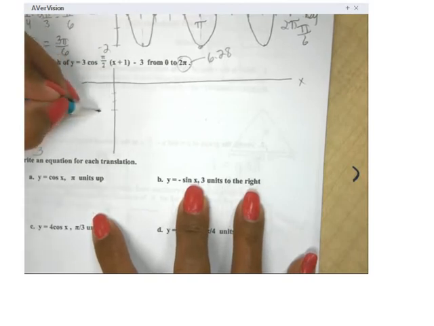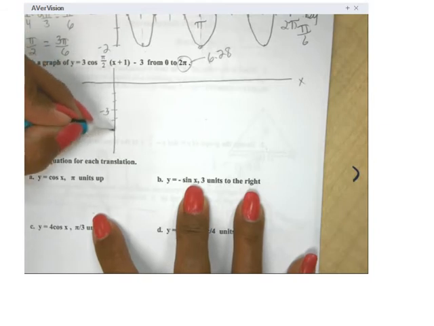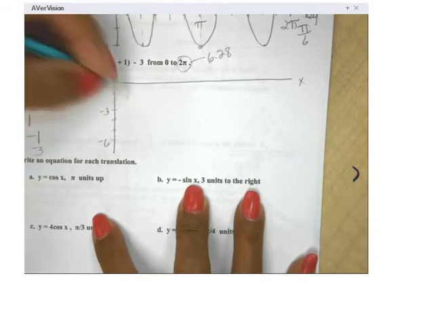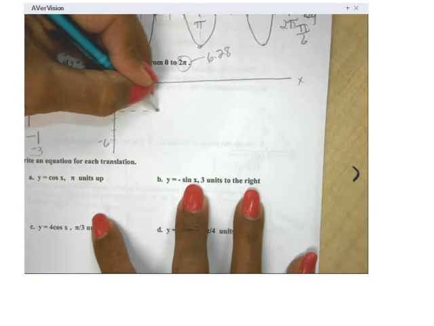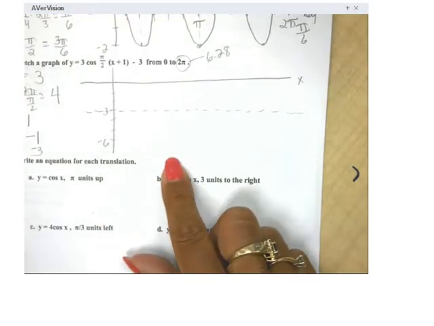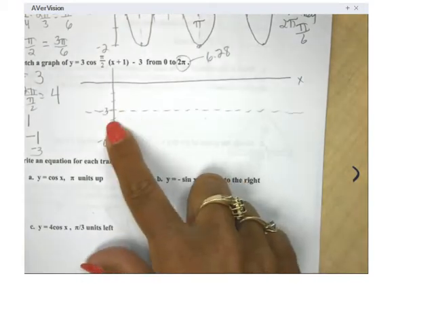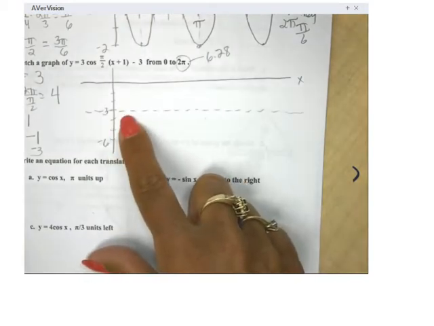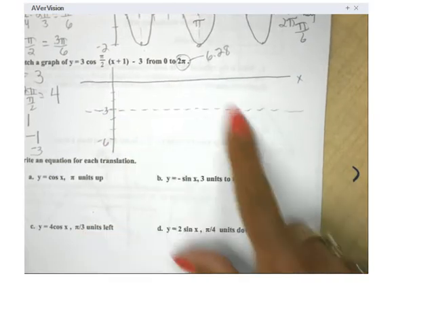There is my x-axis. And the very first thing we want to do is go down and find where this -3 is on the y, because that is where our graph is shifted. So I'm going to put a little dotted line along, and I recommend you do that as well. A dotted line along y equals -3.